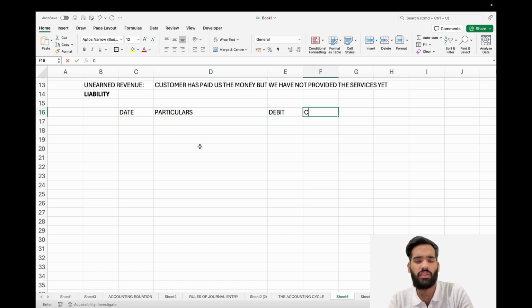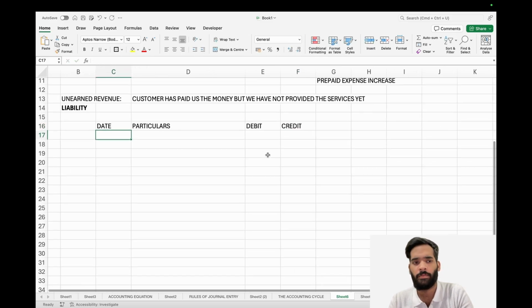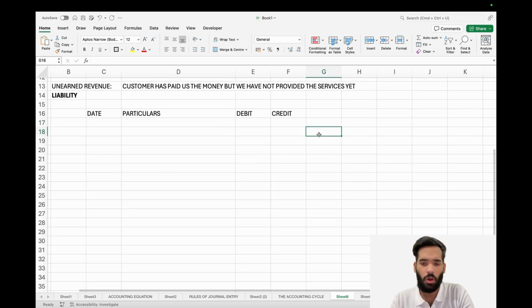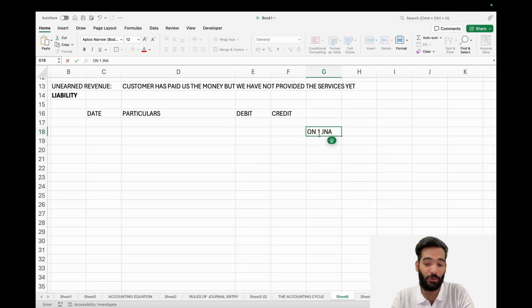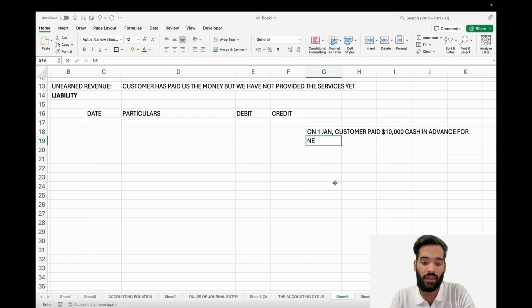Okay, so let's do the journal entry and see how it looks. Again, just to show you, it's very logical. So let's say again on 1st of January, for some reason I always write 1st of January, everything seems to happen on 1st of January. So let's say on 1st of January, customer paid $10,000 cash in advance for next 15 month service.